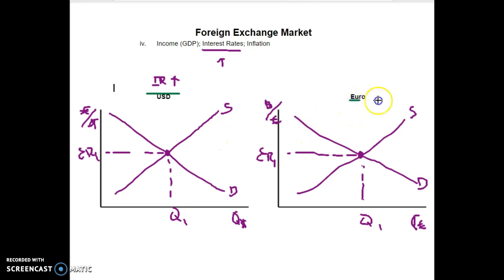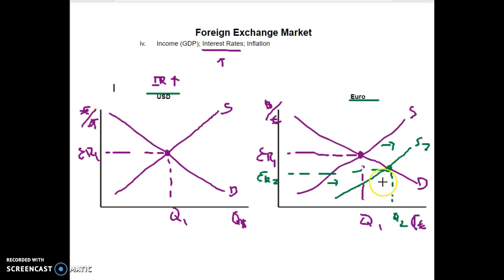So I jump over to the European Union. What will the European Union do if the United States interest rates increase? Well, the US bonds look much more attractive because they're going to pay me more money back in the future. So as a result, from the European Union's perspective, I'm going to supply more euros in the market to get US dollars to buy those bonds with those higher interest rates. So supply is going to go to the right. My exchange rate is going to go down and my quantity is going to rise.